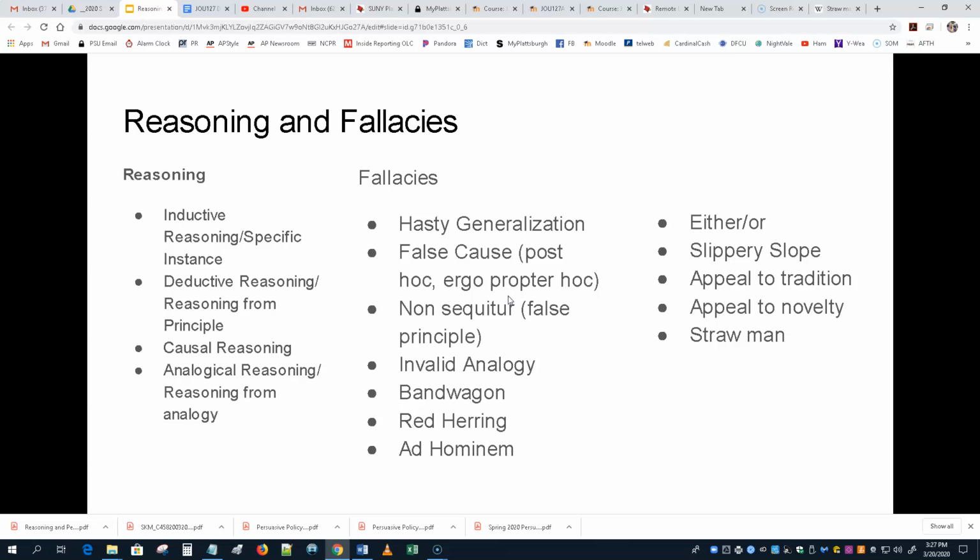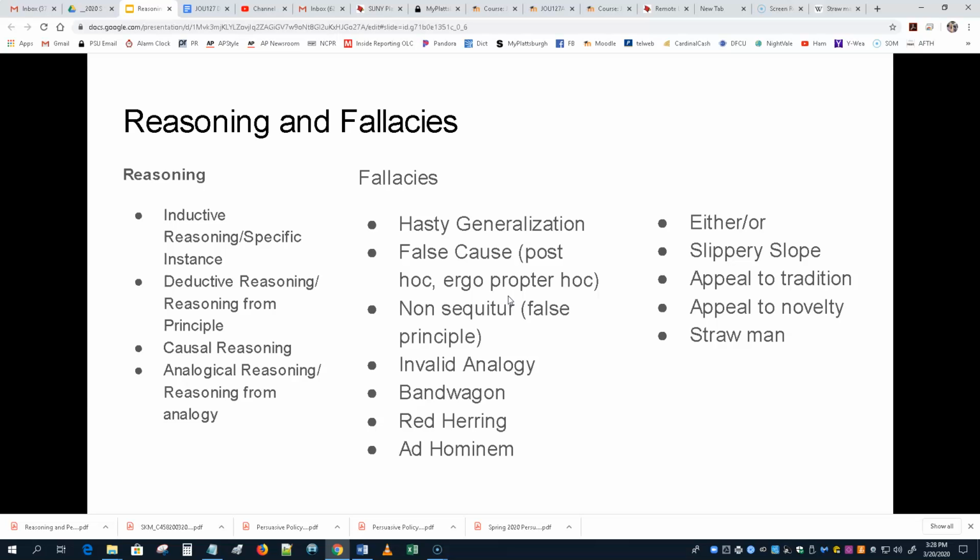In other words, that little Latin phrase, post hoc, ergo propter hoc, means after this, therefore because of this. But we know that things that happen after aren't necessarily caused exactly by the things that happened before. They can just be coincidences.